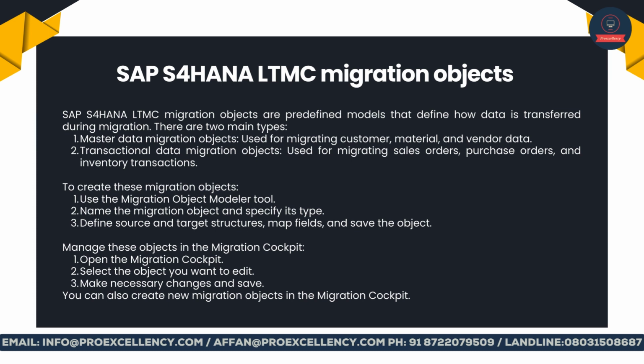To create these migration objects, use the Migration Object Modeler tool. Name the migration object and specify its type. Define source and target structures, map fields, and save the object. Manage these objects in the Migration Cockpit. Open the Migration Cockpit. Select the object you want to edit. Make necessary changes and save. You can also create new migration objects in the Migration Cockpit.